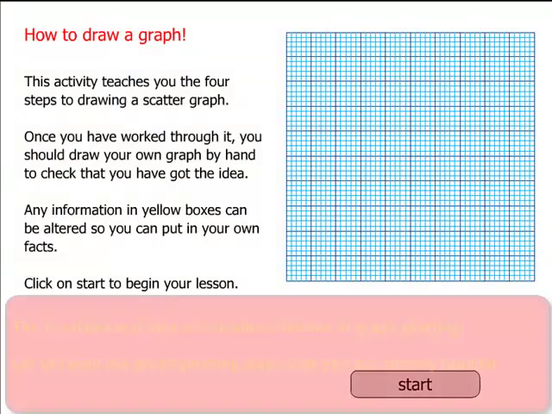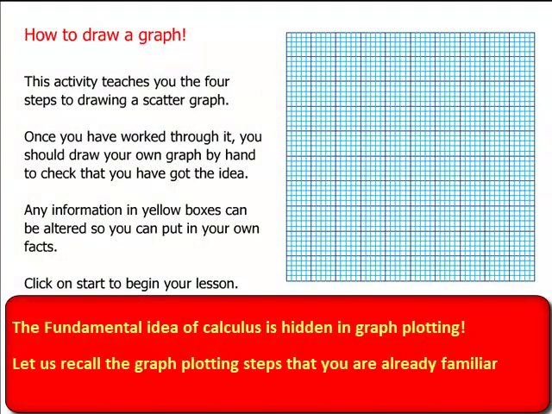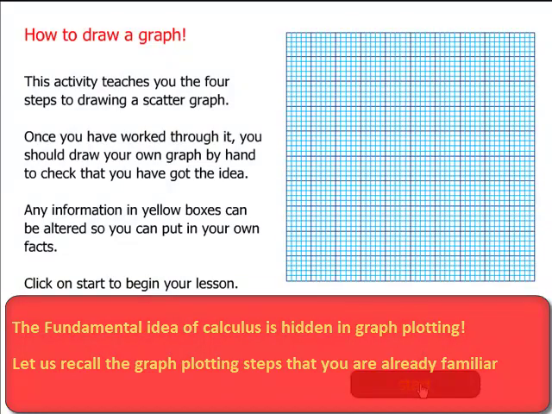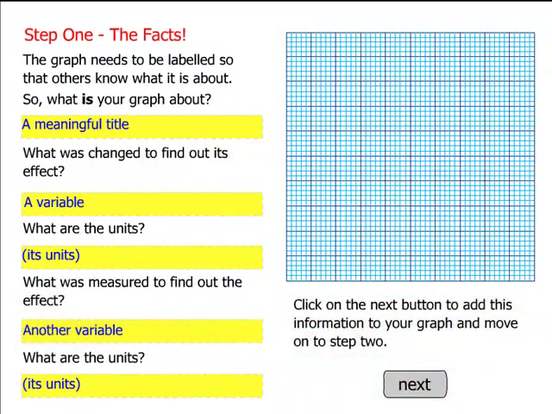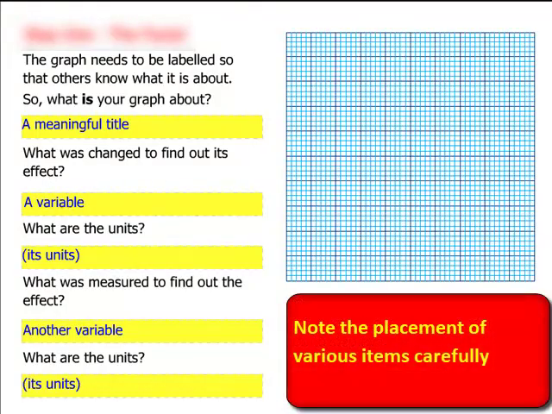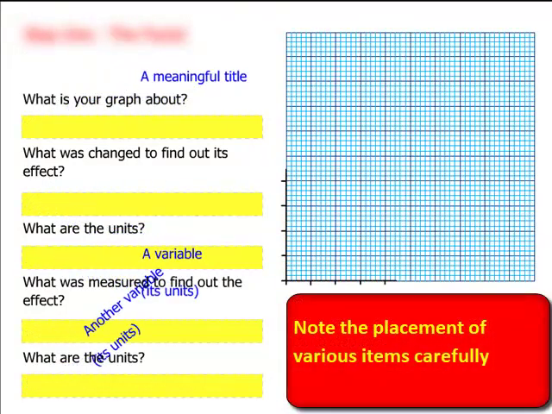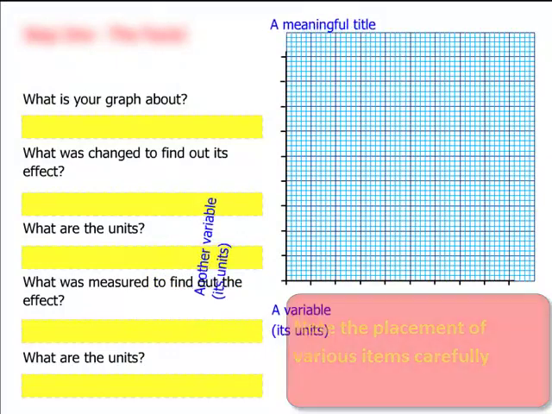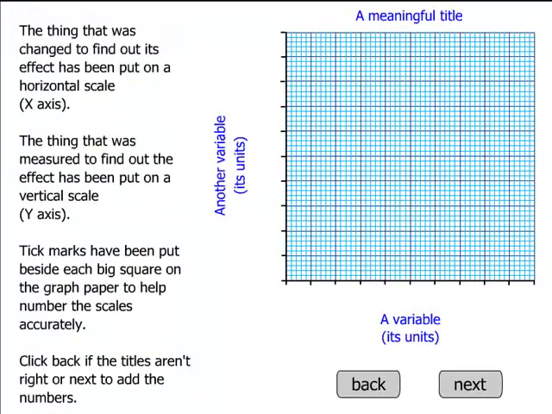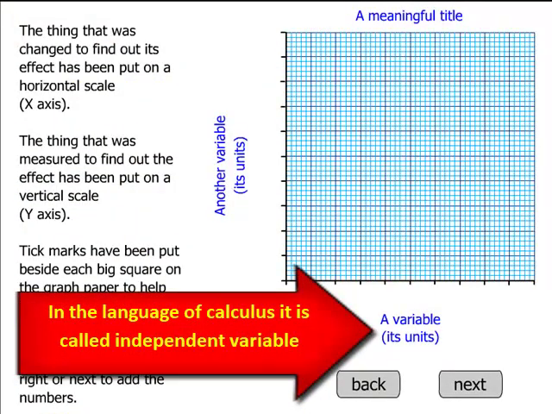We are all familiar with graph plotting. The fundamental idea of calculus actually emerges from plotting the graph. So let us understand how we plot a graph. The components of graph plotting are on your screen. We need a meaningful title. Then we need a variable on the x-axis and a variable on the y-axis. The variable on the x-axis is called the independent variable, and the variable on the y-axis is called the dependent variable in the language of calculus.